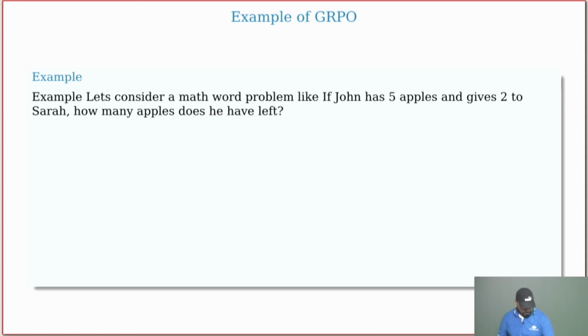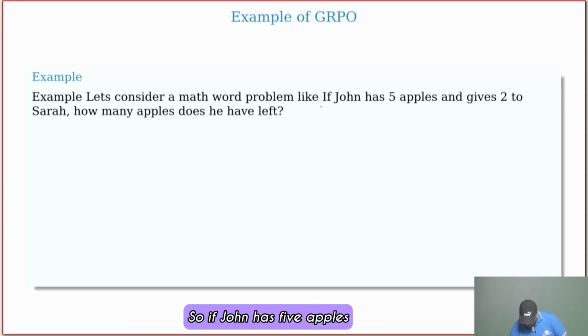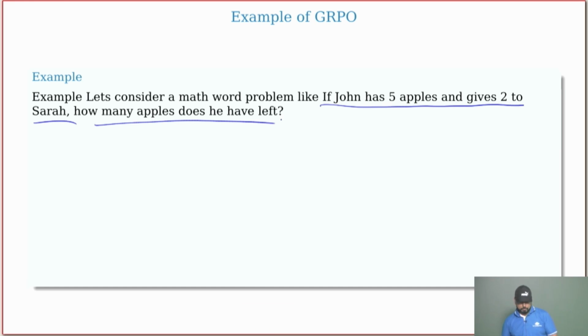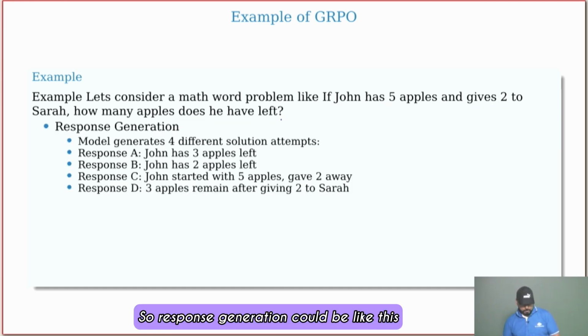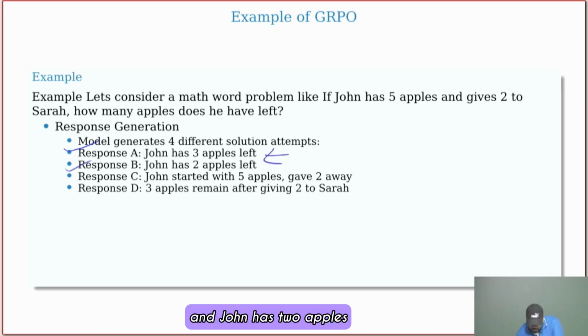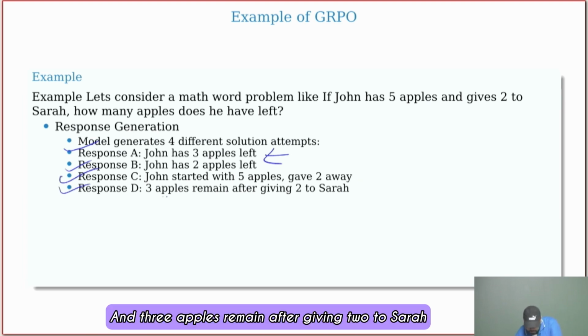I will take 2-3 minutes more. Let's say this is a maths problem: if John has 5 apples and gives 2 to Sarah, how many apples does he have left? So this is a maths problem, and we want to build a reasoning model which will give me a sequence of steps to solve it. So response generation could be like this. Response A could be: John has 3 apples left, and John has 2 apples left, and then John started with 5 apples and gave 2 away, and 3 apples remain after giving 2 to Sarah.